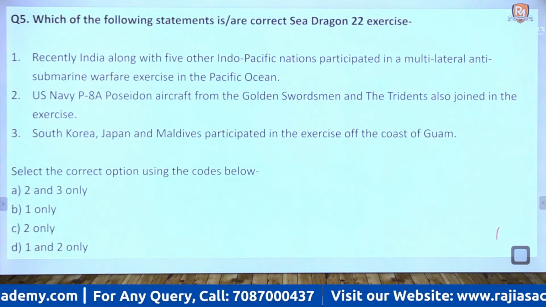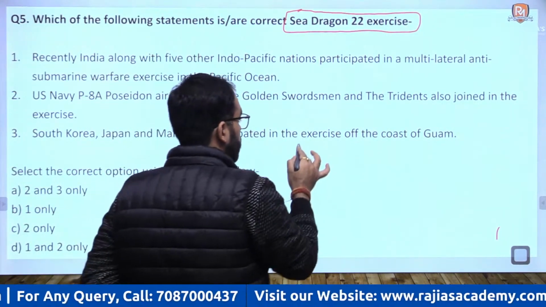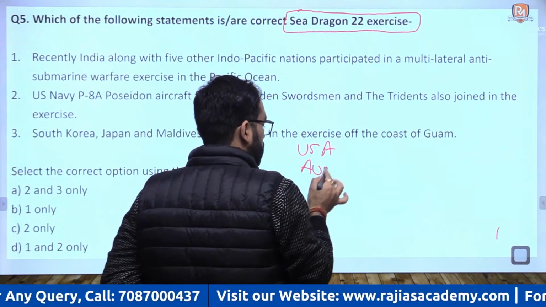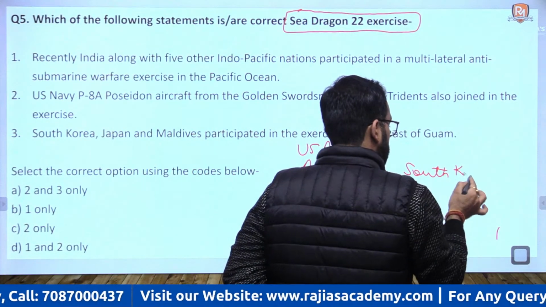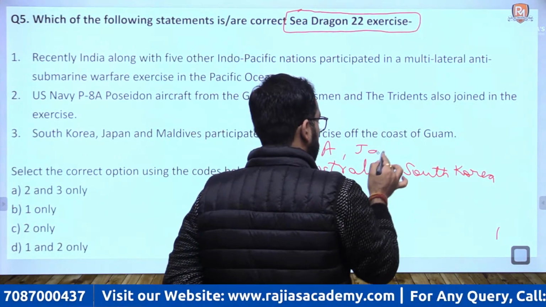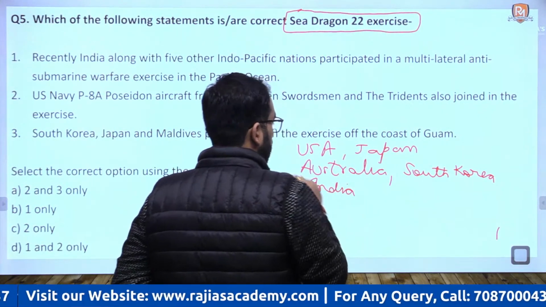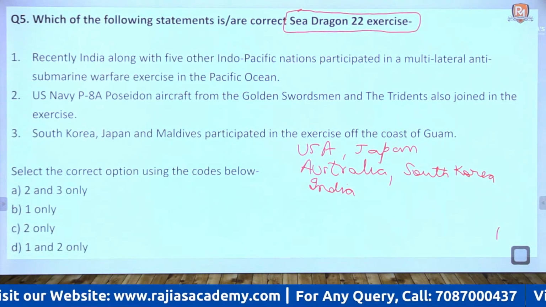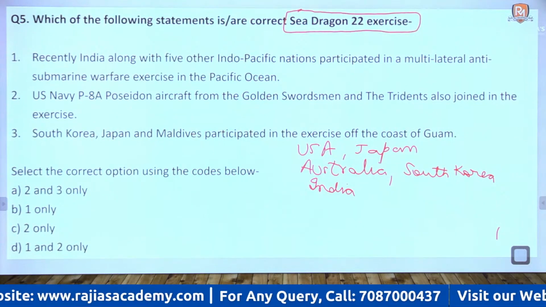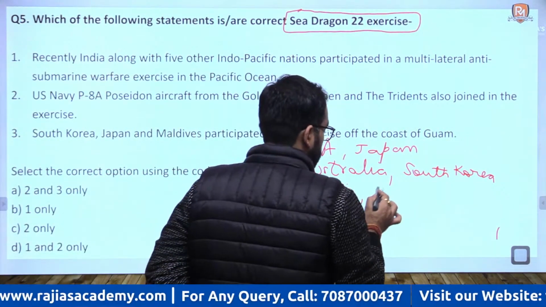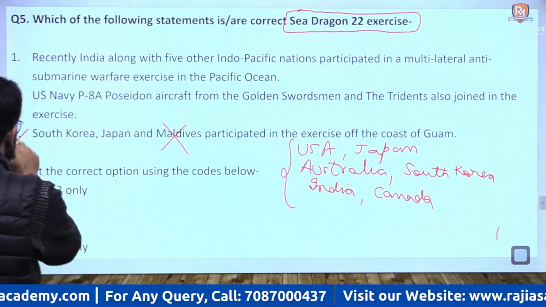B and D is what I can gauge from the comment section. So when you talk about the Sea Dragon exercise 22, you have the United States of America, Australia, South Korea, Japan, India, and which other country? 6 countries were there. Exactly, Canada. So these were the part of it. It was not Maldives, so the third statement is outrightly incorrect.